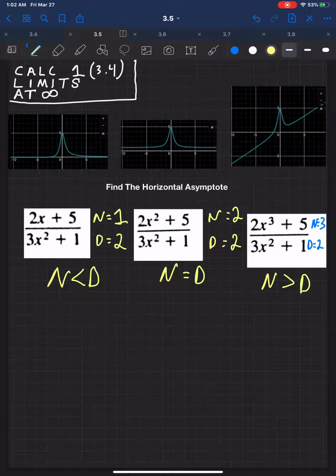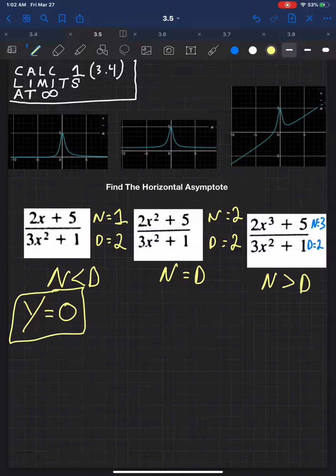Given that the degree of the numerator is less than the degree of the denominator, then the horizontal asymptote is at y equals 0. Let's look at that graph. Look at what your graph is approaching as x grows really large. As x goes to infinity, look at what your graph is approaching. It's approaching 0.